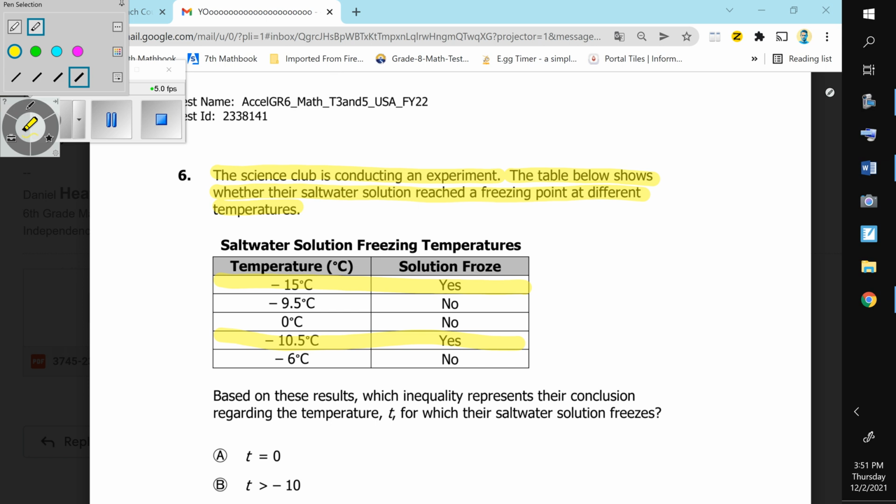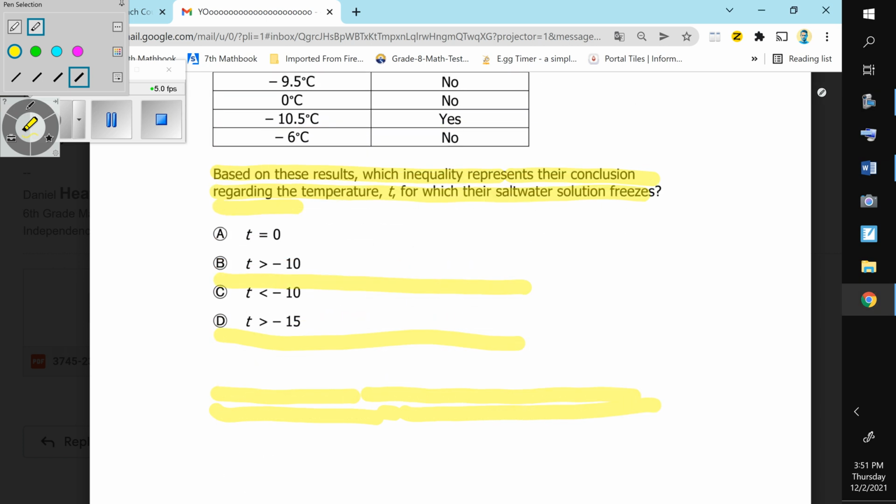So the question says, based on these results, which inequality represents their conclusion regarding the temperature T for which their salt water solution freezes? And then it gives you those 4 answers to choose from. Good luck.